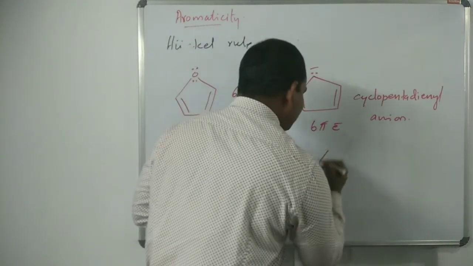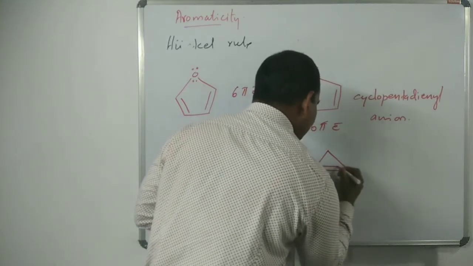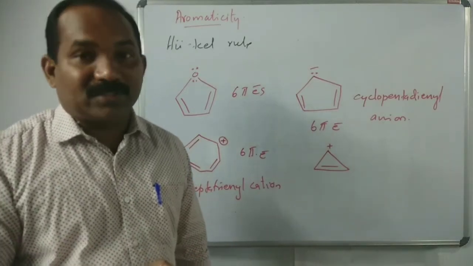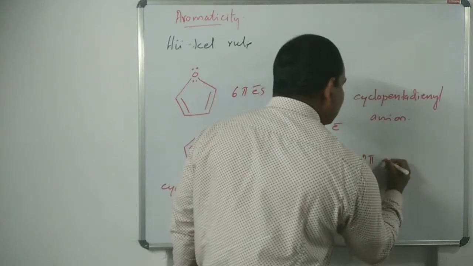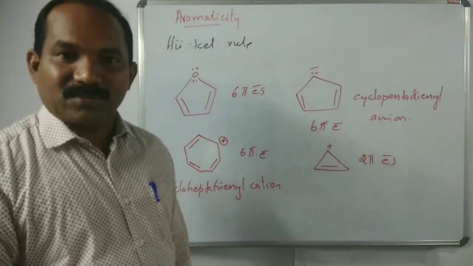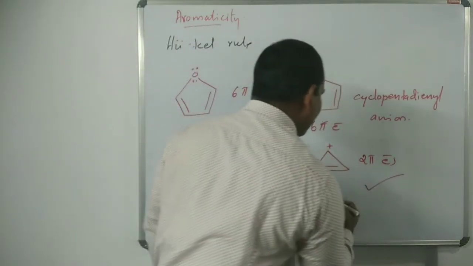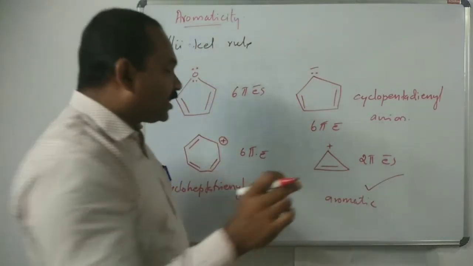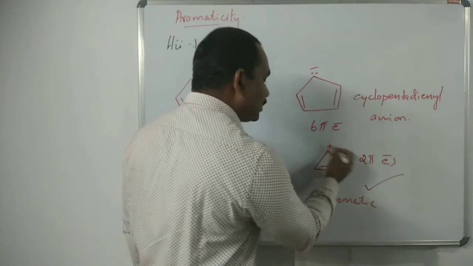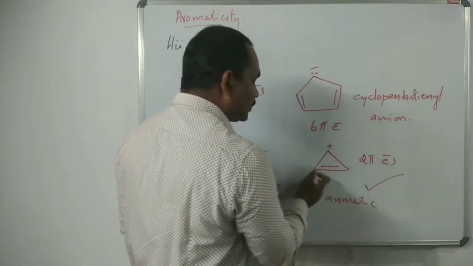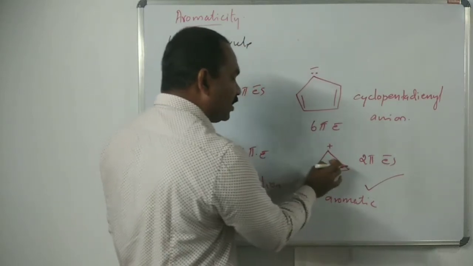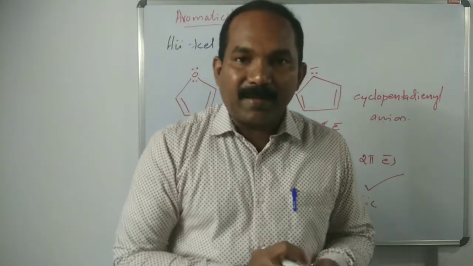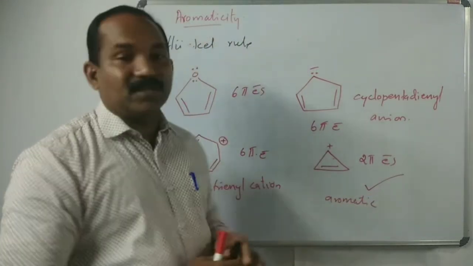And what happens with cyclopropenyl cation? Okay, cyclopropenyl cation, 2 pi electrons. And this molecule is aromatic. Why? It is a cyclic compound with 2 pi electrons, and resonance is possible. If the bond shifted to here, the plus charge comes here. If the bond shifted to this side, the plus charge is on that carbon atom. Okay, are you clear? Yes. So these are the non-benzoid systems.